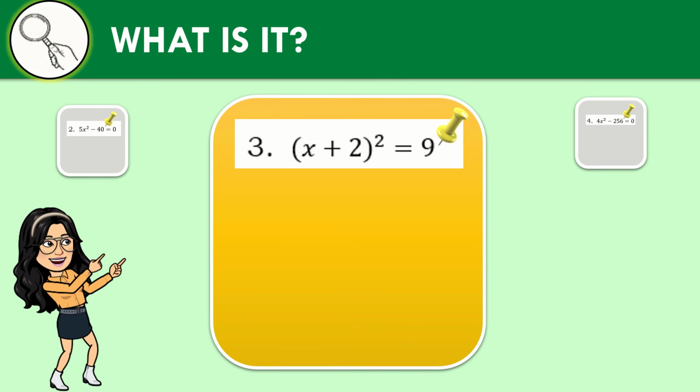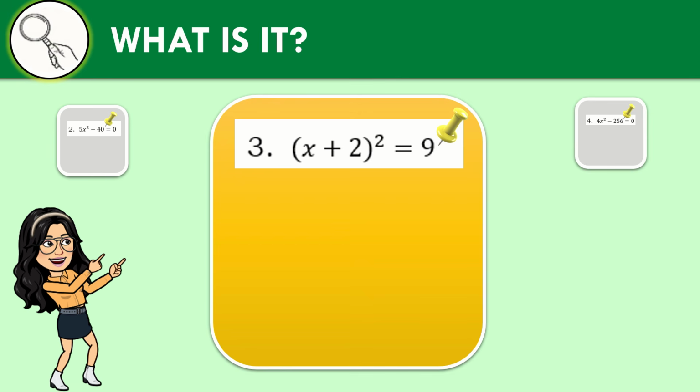In here, our example is the quantity x plus 2 squared is equal to 9. Now, how do we solve for this? We need to check if we have a quadratic term and a constant to make sure that we can use our square root property to solve for the roots and the solution of x in this quadratic equation.